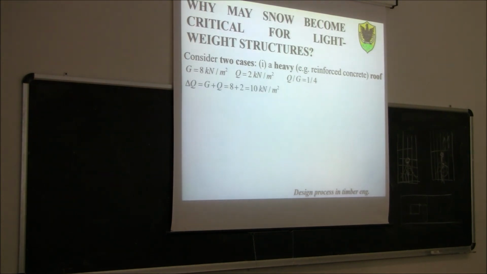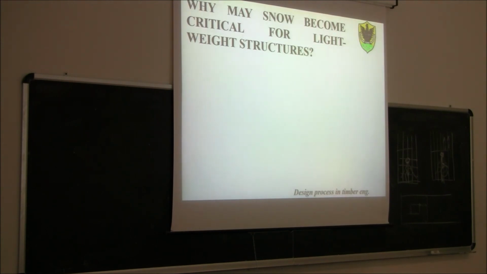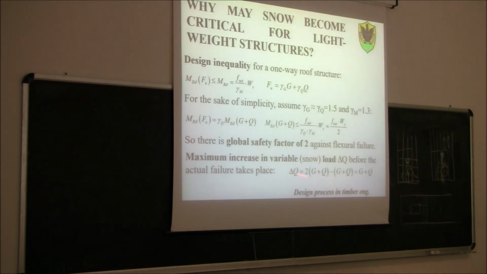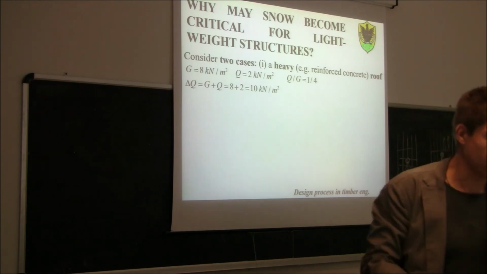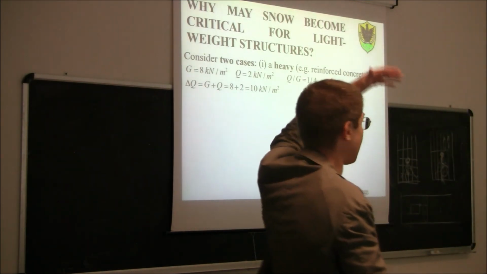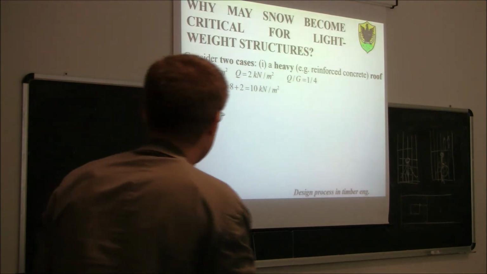Now in this case, let's calculate the delta Q. Delta Q, so the increase in snow load that this structure can tolerate, is G plus Q. Remember, before we found out delta Q is G plus Q. So, if we replace the numbers inside, delta Q is 10 kN per square meter. So this roof made of reinforced concrete can resist up to 10 kN per square meter of snow. So this could be something like 4 or 5 meters of snow, even more, before it fails.